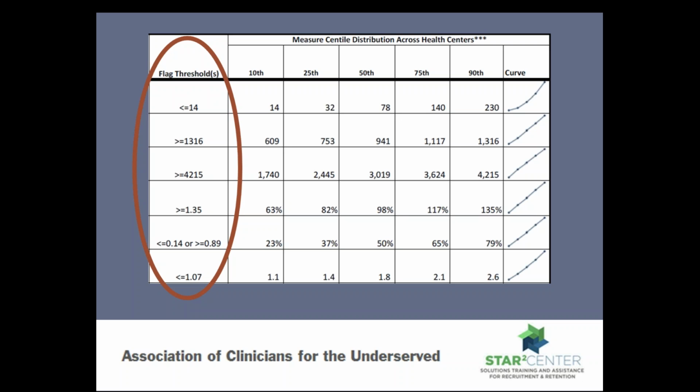But then on the next row, that one we were looking at, we flagged high. So if you were at the high end of your patient panel per provider, then we give you a blue flag there to say, hey, just so you know, your medical providers have a higher patient panel than 90% of health centers. And so that's something to look at. Is there a reason? How's that affecting your clinician satisfaction? Is there any way you can change that number?